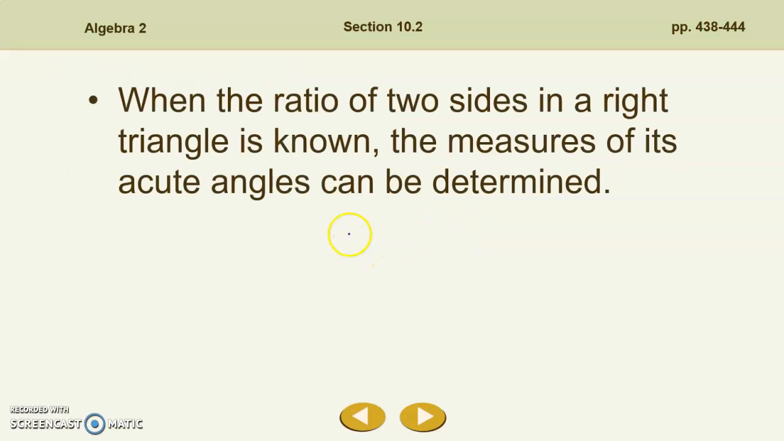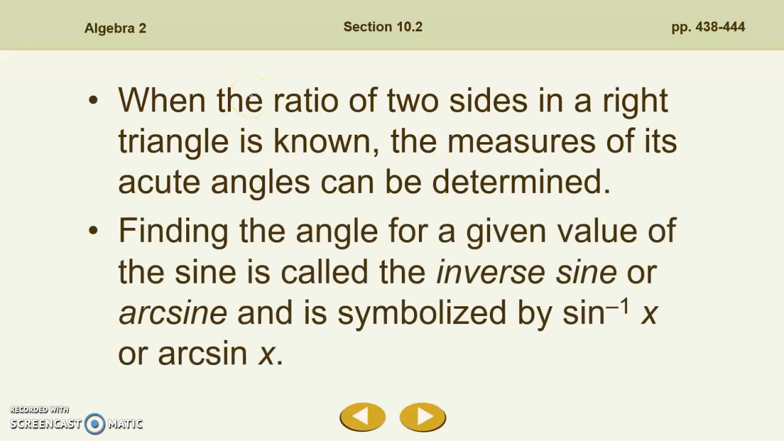When the ratio of 2 sides in a right triangle is known, the measures of its acute angles can be determined. The reason that we learn these trig ratios, sine, cosine, tangent, and then their inverses, is because it helps us measure angles and sides of a triangle without having a big giant protractor or a big giant ruler. As long as we know the ratio of 2 sides in a right triangle, we can figure out the measures of the rest of the angles. So let's try that here in just a second.